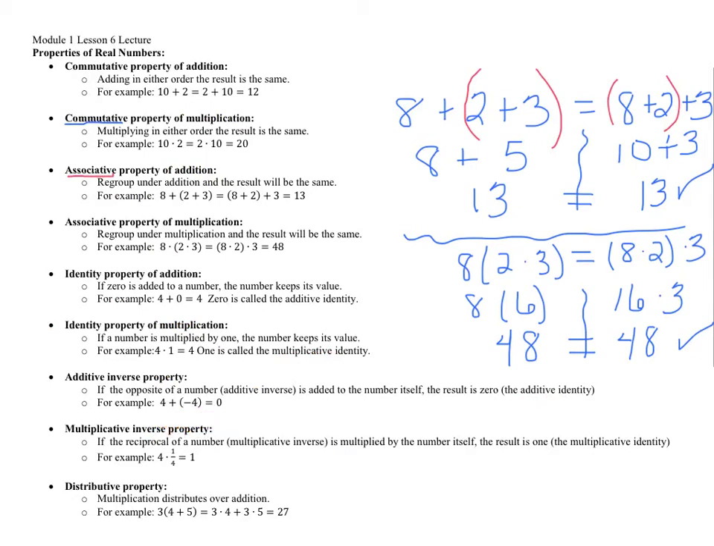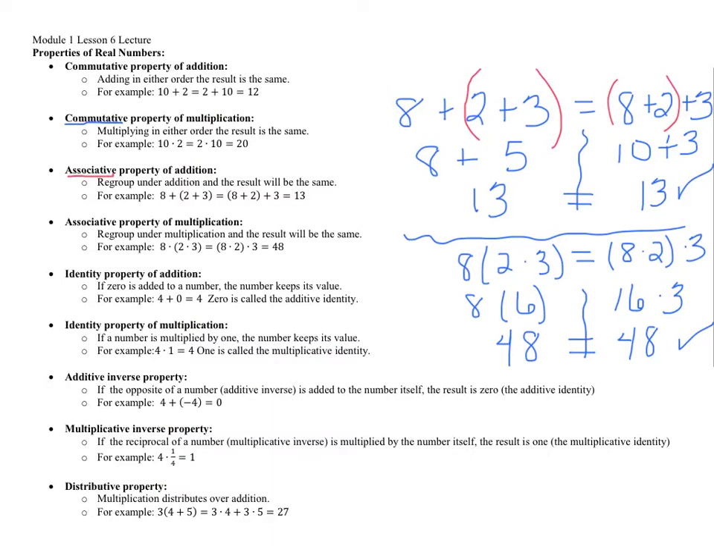Similarly, for the multiplicative inverse property, if the reciprocal of a number, its multiplicative inverse, is multiplied by the number, then the result is 1, which is the multiplicative identity. So for example, 4 times 1/4 is 1.